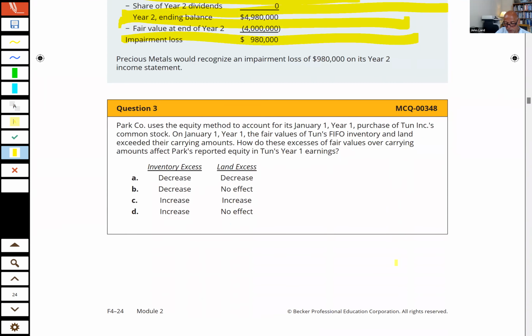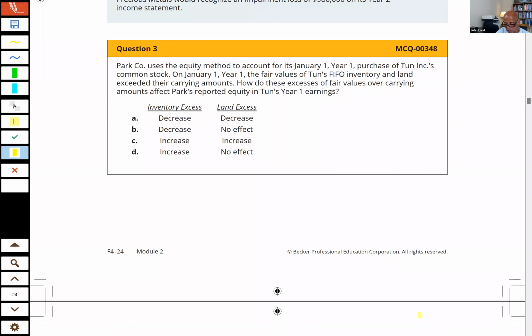Okay, good. Let's go ahead and take a look at a couple more questions, and then we'll probably get out a little bit early because I don't want to get into the consolidation process in the little bit of time we have left.